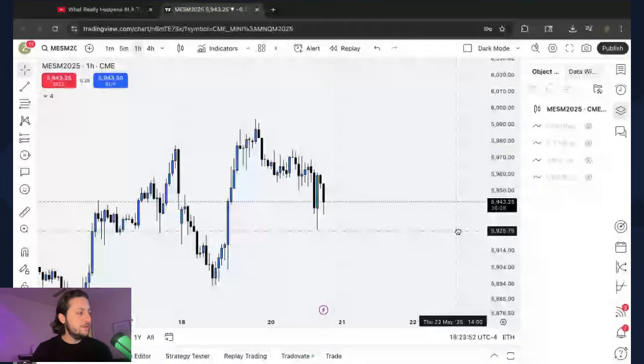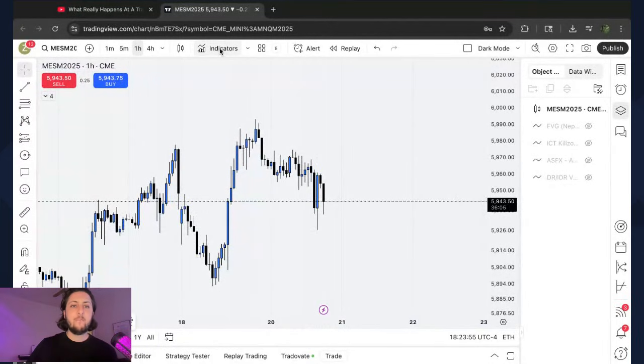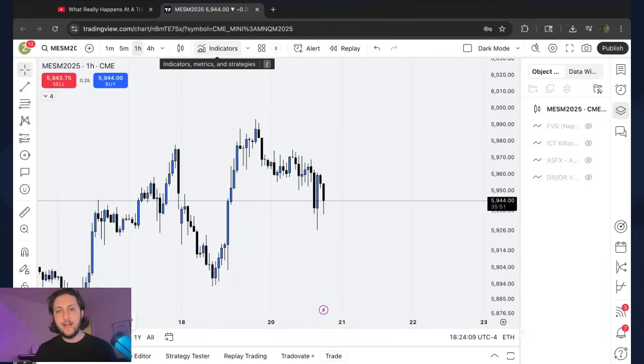Now, the first thing I do every single day is I mark my volume profile levels. So there's a few different ways to use a volume profile, right? And there's no right or wrong, but the way that I use them is specifically looking at the previous day's value areas. That would be the previous day's value area high, the value area low, and the point of control.